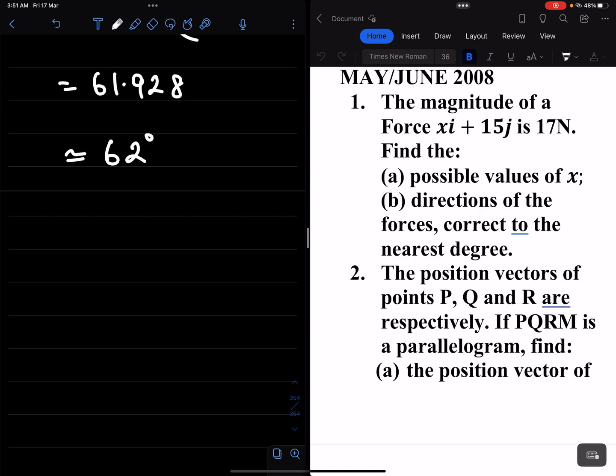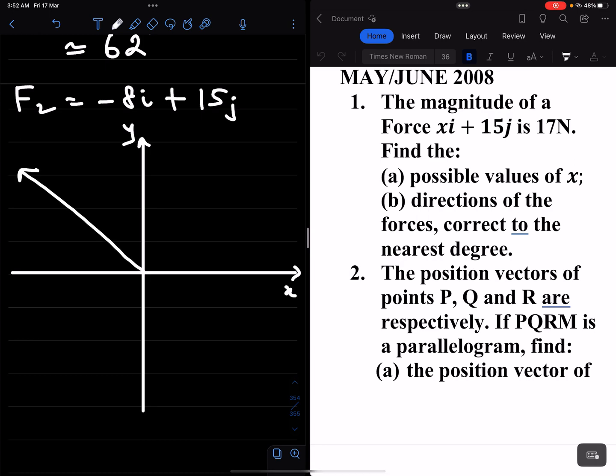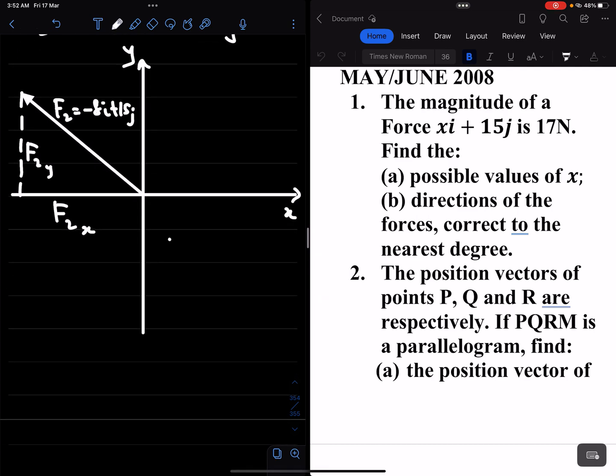Now how do we find the direction of F2? F2 is minus 8i plus 15j. We can sketch that too. This is what it will look like. That horizontal axis, while this is the vertical axis, y. Minus 8i plus 15j is going to be somewhere around there. Now, this is the force F2, which is equal to minus 8i plus 15j. This is its vertical component, F2y, while this is its horizontal component, and I call it F2x.